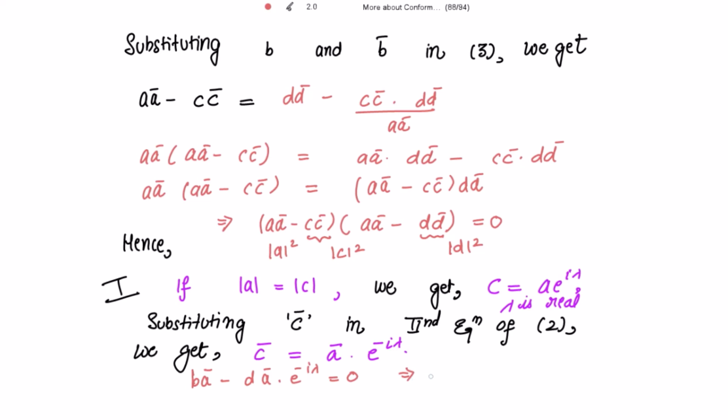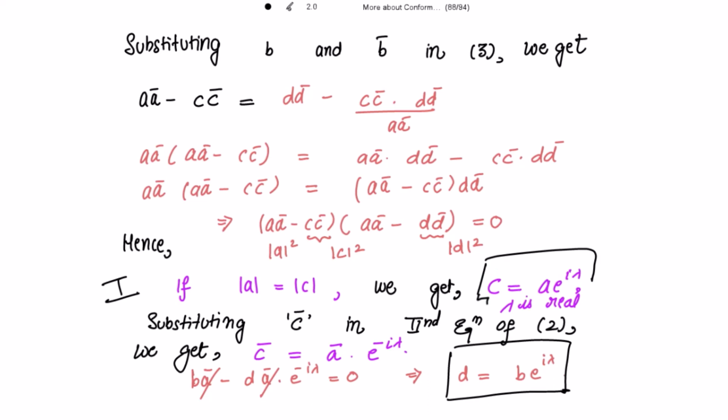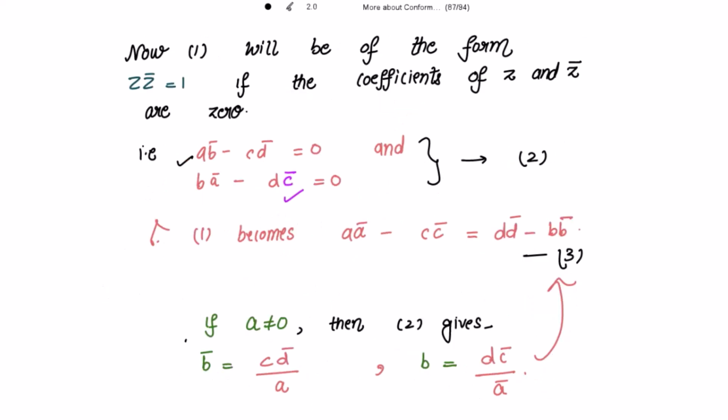This implies the a bar cancelled out, and then we can get the value of d from here, that is d is equal to b into e to the power iota lambda. Yes, this is the value of d. So now I'm having the value of d, and also I'm having the value of c, right, from here. So we just need to put these two values in our original transformation.